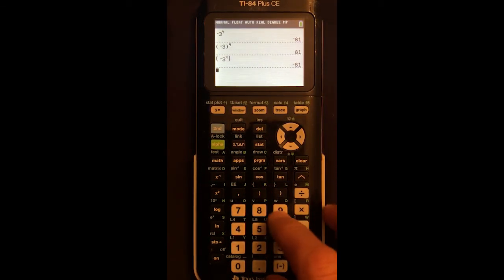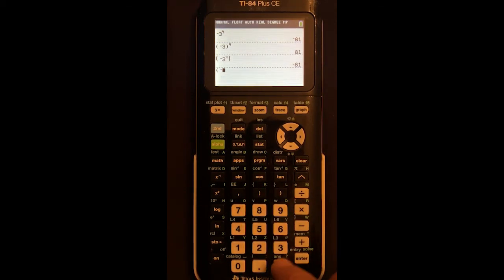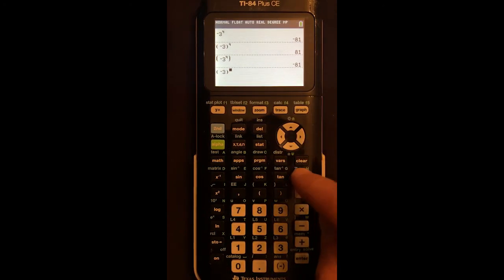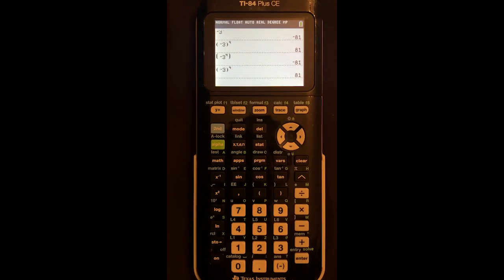So remember, negative values raised to some power, if that's what you want to do, always put the negative inside of parentheses, and then outside of the parentheses, raise the entire parentheses to whatever power you have.